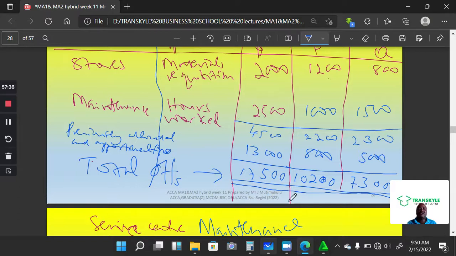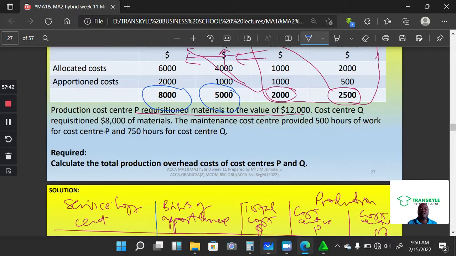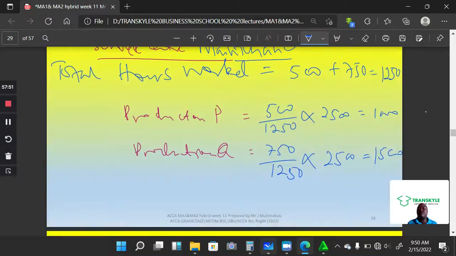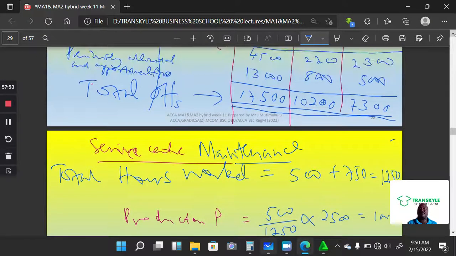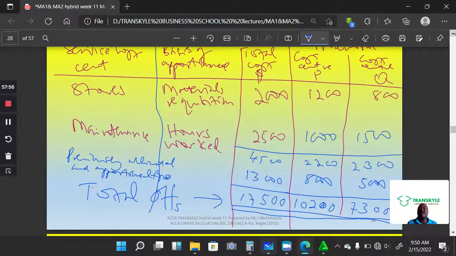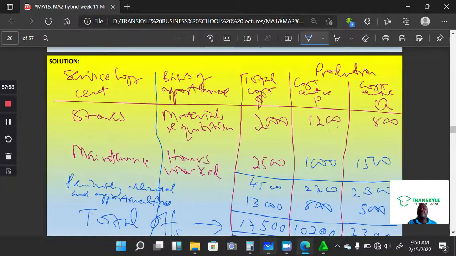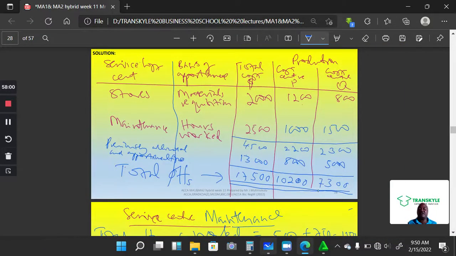So this is where we have gone so far, and we have answered our question. The question was: calculate the total production overhead cost of cost centers P and Q. So these are the total overhead costs which we have just calculated. I hope you have not been confused. That's our solution, and we can move on to the next.